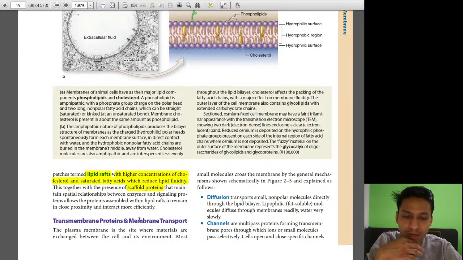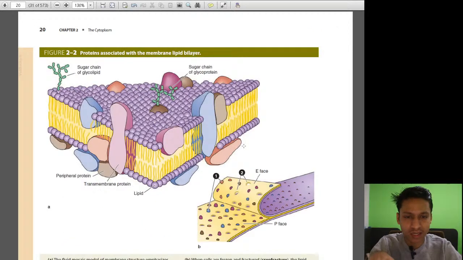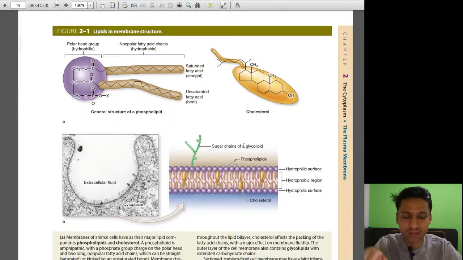So, transmembrane proteins. The plasma membrane is the site where materials are exchanged between the cells and their environment. Most small molecules cross the membrane by a general mechanism shown schematically in figure 2.5 and explained as follows. Let's check figure 2.5. Oh, we have table 2.5 here. We have simple diffusion, we have transport through channels. We're going to study channels in detail in later chapters, and we have carriers. Let's check what all this means.